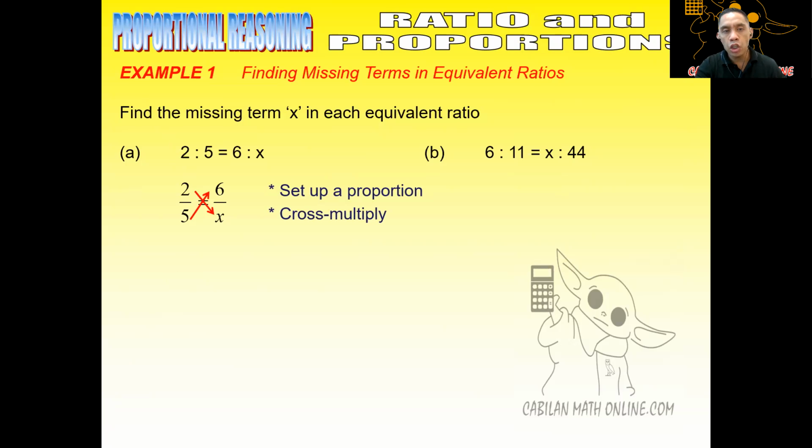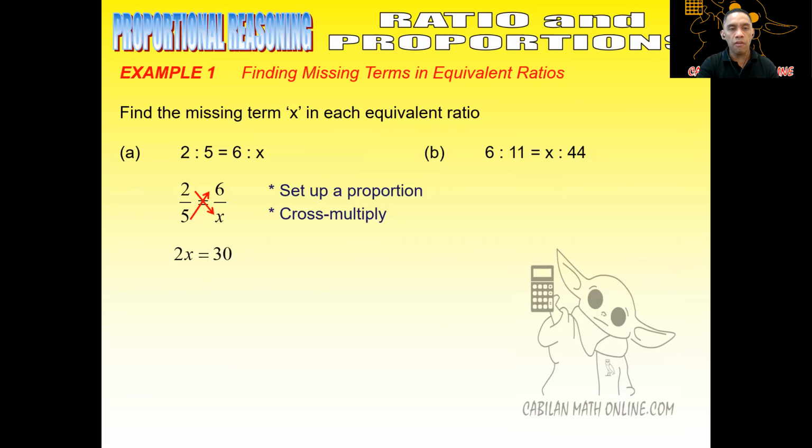So when I multiply the 2 to the x, or anytime you multiply a number to a variable, you're always just going to get that number attached to that variable. So for example, 2 times x will just give me 2x, and then 6 times 5 will give me 30.